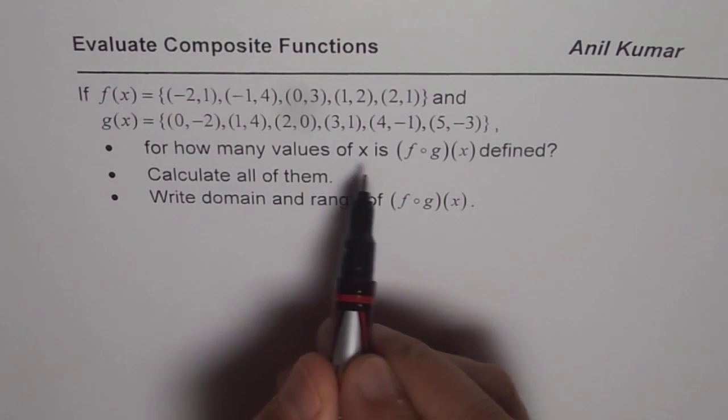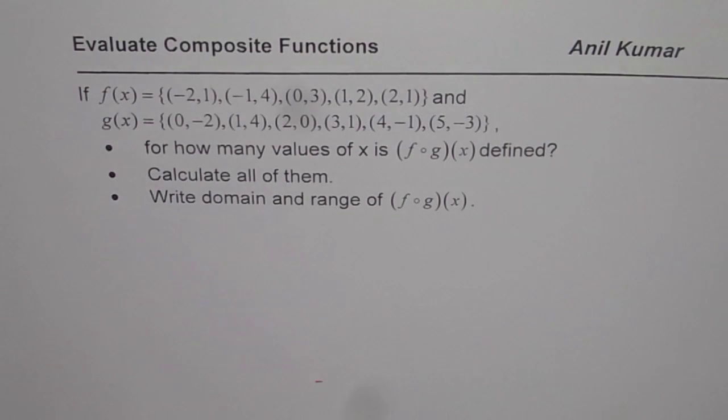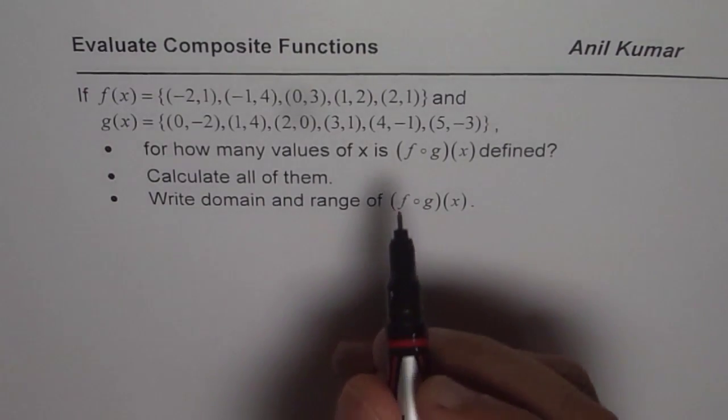For how many values of x is f of g of x defined? That is your first question. Then you need to calculate all those values and then write the domain and range of f of g of x. Treat this as your test question and write your answer, then look into my suggestions. Now let's see how to do it.